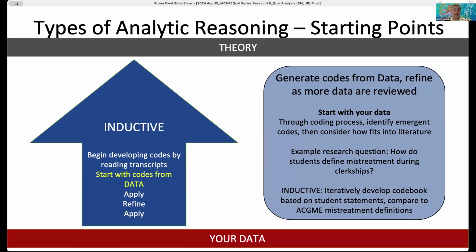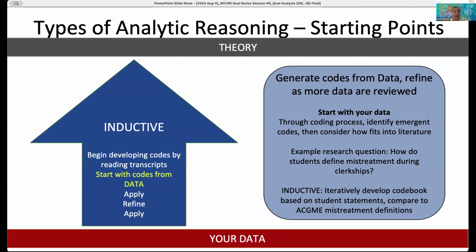Specifically, what this means is that you start with your data, you then identify these emerging codes, and you might later on consider how it fits into the literature, see if it applies, see if there are other ideas out there where you're finding similar types of responses. For example, we might have a research question, from a body of work I've done in the past: how do students define mistreatment during clerkships?